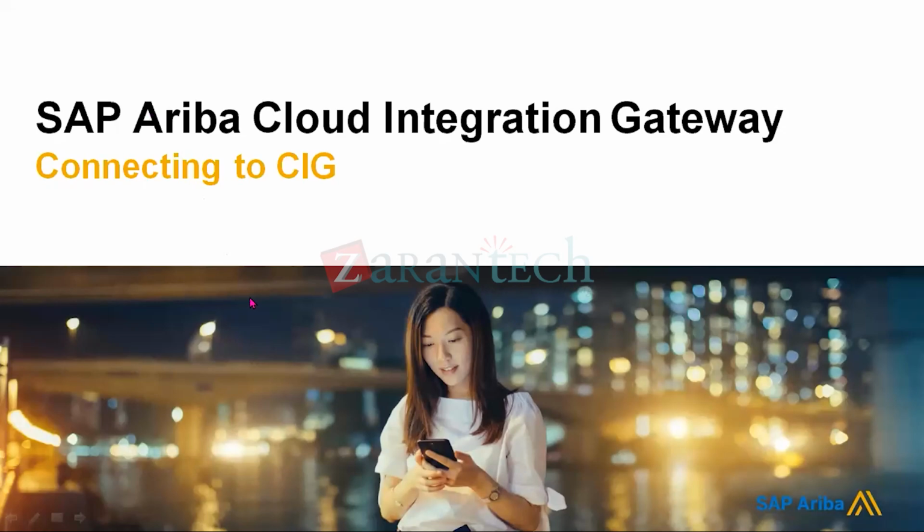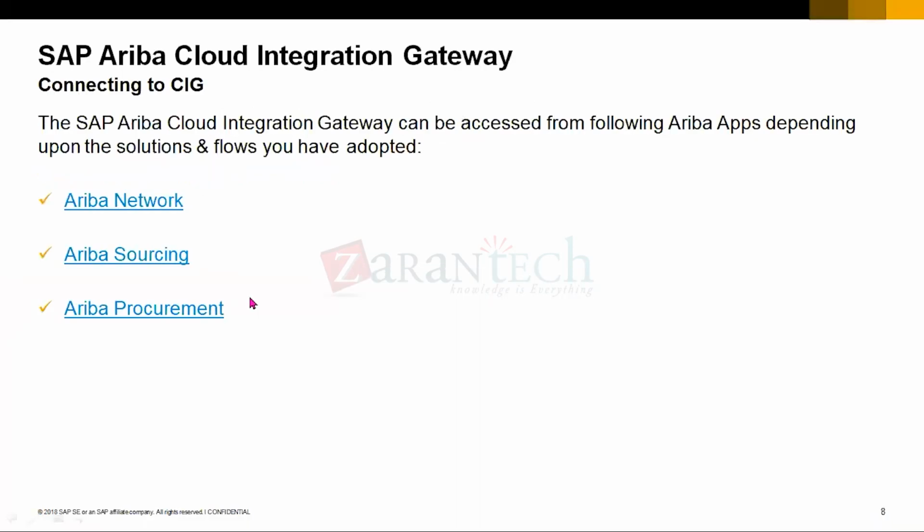Okay, so let's talk about how we have to connect to CIG, how we have to enable the CIG on our Ariba applications. Whenever there is a requirement to enable the CIG from the Ariba side, we can do the CIG enablement from three places. Either on the Ariba network, or on the Ariba sourcing, or on the Ariba procurement. Depending on the scope you have, accordingly, you can enable the CIG at any of these places.